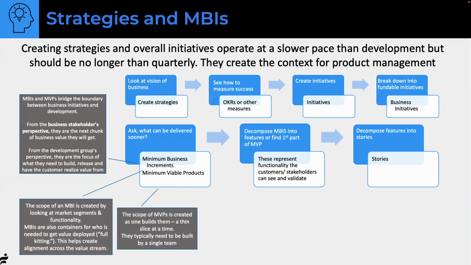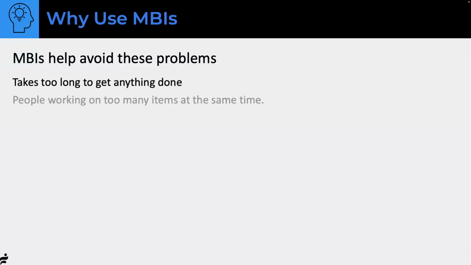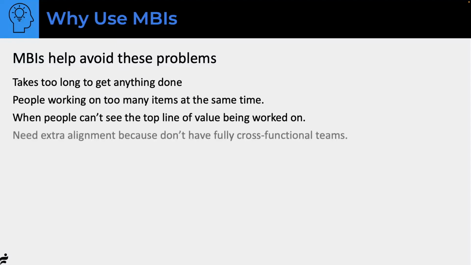The scope of MVPs is created as one builds them. It's a thin slice at a time that informs the next slice. So they typically need to be built by a single team, or maybe a small group of focused teams. MBIs help avoid a lot of problems, taking too long to get things done because it's smaller, people working on too many items at the same time because you work on the most important MBI. When people can't see the top line of value being worked on, that causes a variety of problems. So an MBI enables visibility of the focus of work. And if you don't have MBIs, you end up needing extra alignment, or actually more like coordination, because you don't have a fully cross-functional team. And that's an important thing to look at.